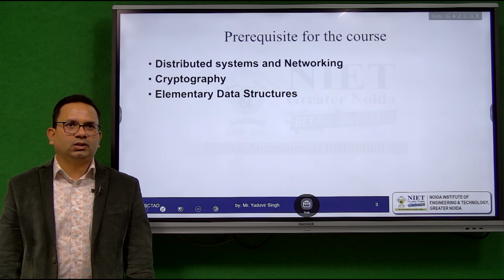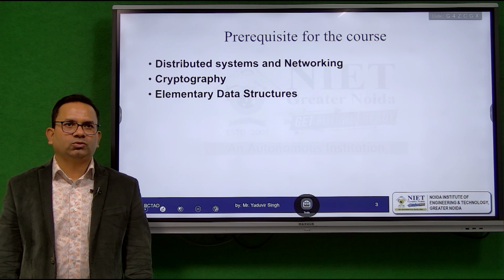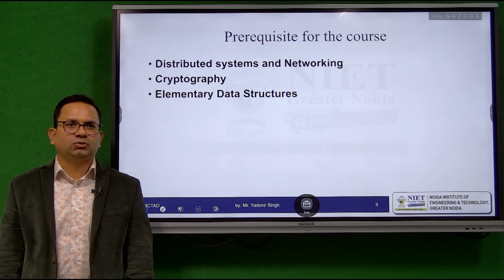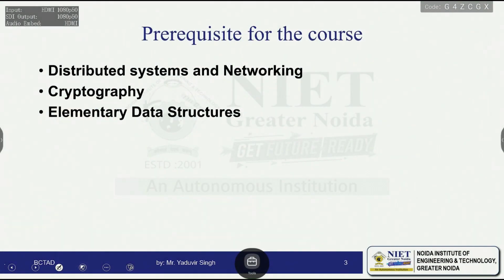Now, these are the things that I am talking about: elementary data structures, cryptography, and distributed systems and networking. I will talk about all these basic prerequisites of this course. If you are talking about distributed systems, the best examples are a mobile network and your local area network, because all of the systems are connected in such a way that each has individual memory and individual processing capability. These are the applications of a distributed system.